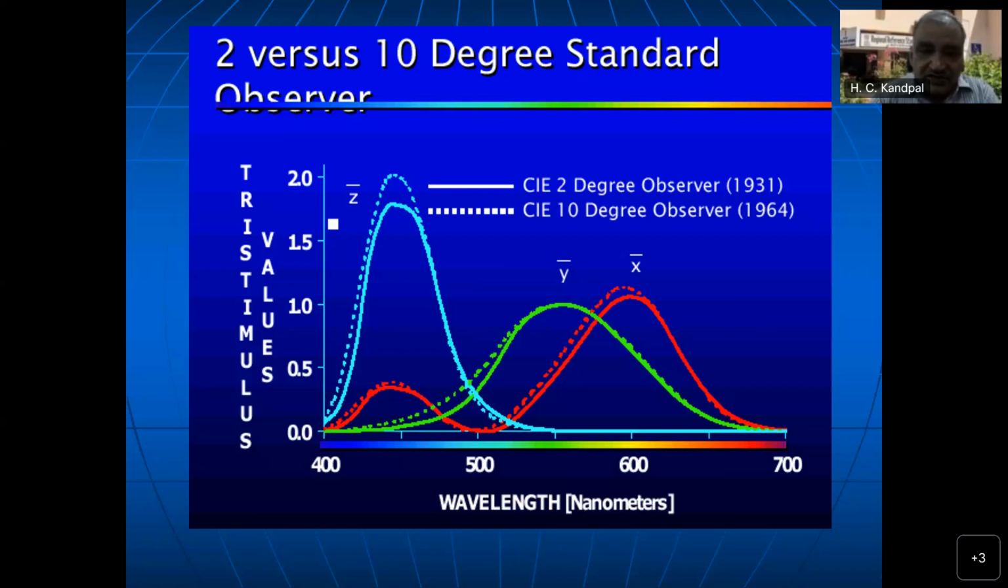The solid lines are showing the sensitivity of these cones when a 2 degree field of view was assigned to them, because at that time it was thought that these cones are confined in the foveal region that I showed you in the previous slide. Later on, it was found that they extend much beyond the foveal region. So the solid angle subtended by those cones was larger, 10 degrees. Then in 1964, the sensitivity was redefined, shown by the dotted lines.